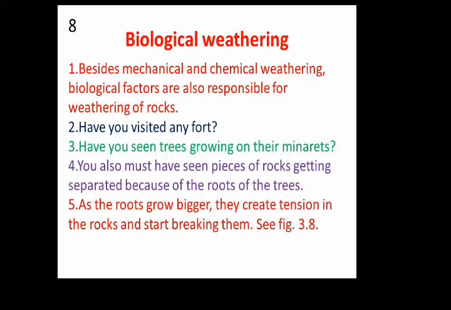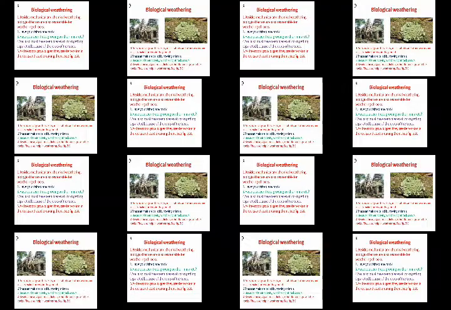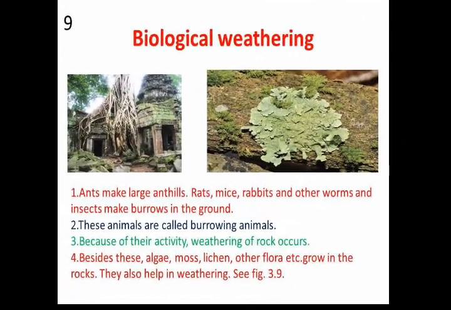Ants make large ant hills. Somewhere you have seen in the surrounding. Rats, mice, rabbits and other worms and insects make burrows in the ground. And these animals are called burrowing animals. Which ones? Rats, mice, rabbits and ants. And because of their activity, weathering of the rock occurs, creating cracks as well as making the rocks brittle.